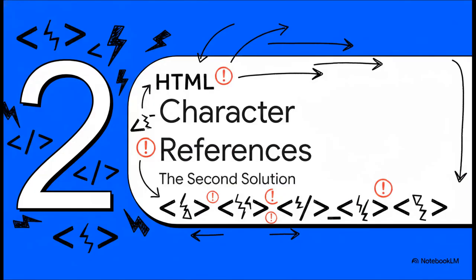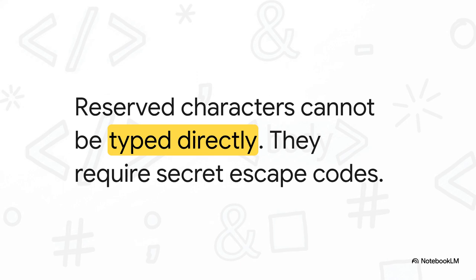Now let's look at the second solution to tackle the micro-level problem, HTML character references. This right here is the absolute core of the dilemma. Some characters have special, reserved meanings in HTML. The less than and greater than signs, those are used to build the structural tags. The ampersand is used for something else entirely. If you just naively type them into your document, the browser completely panics, gets confused, and the code literally breaks.